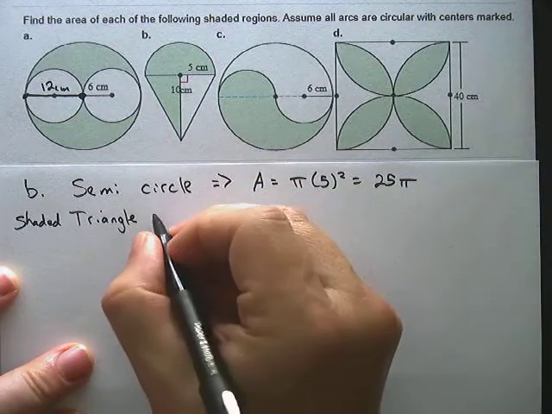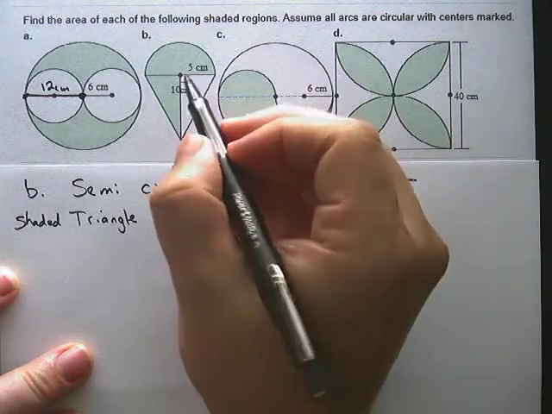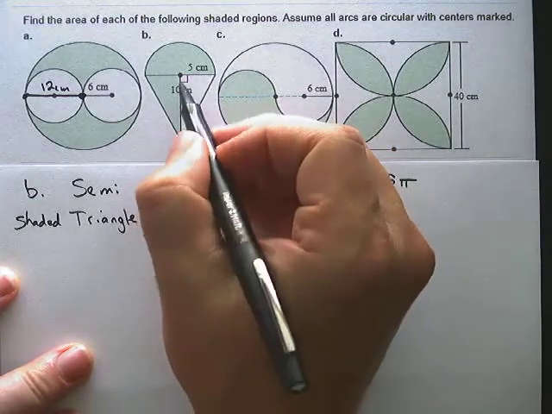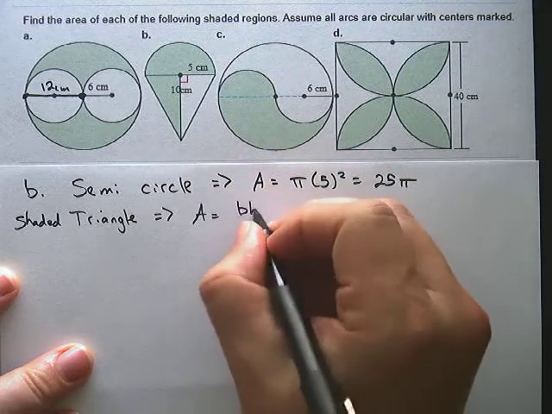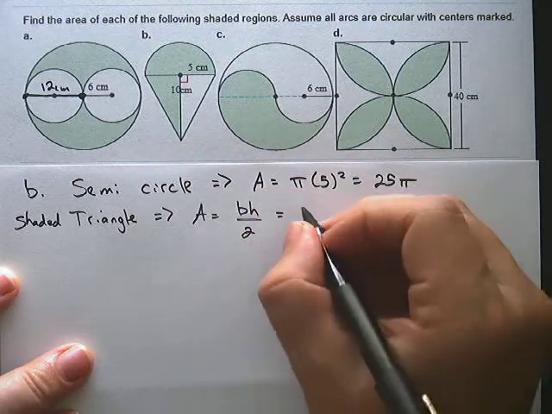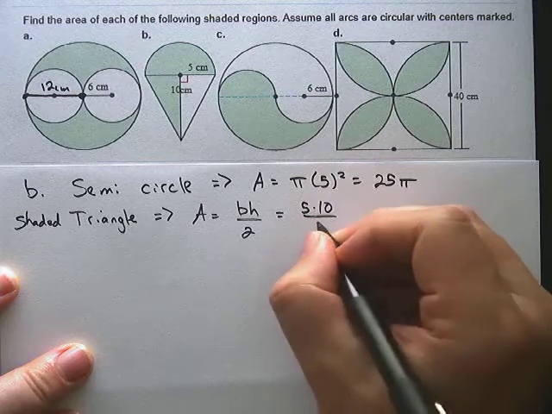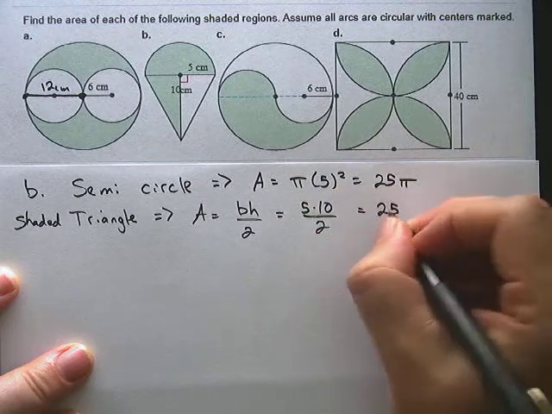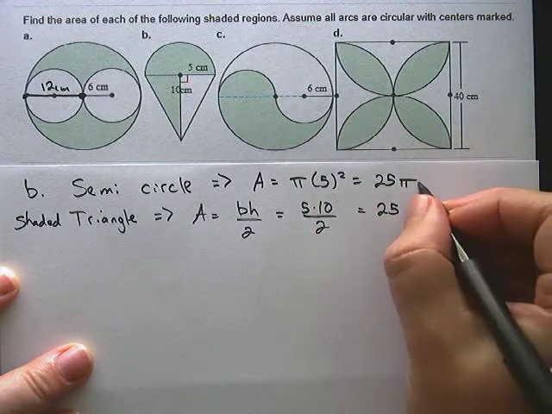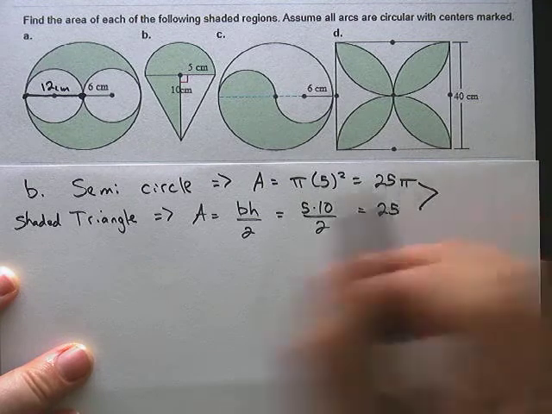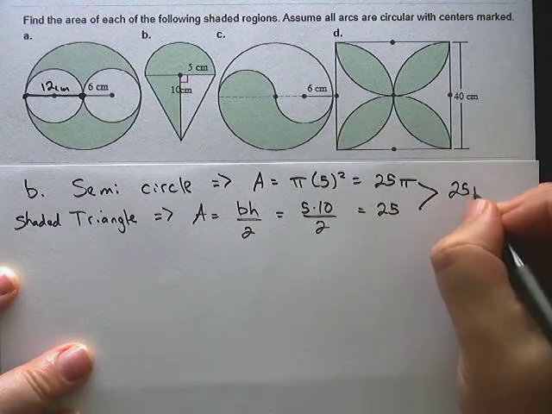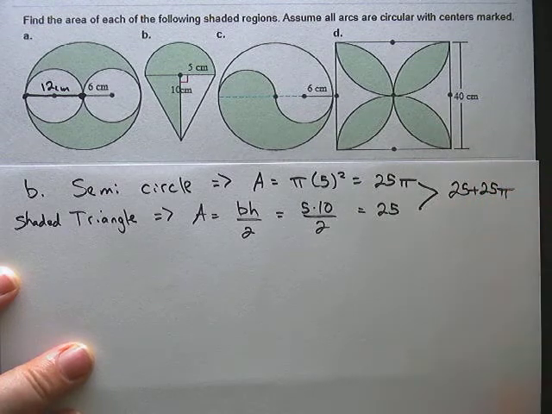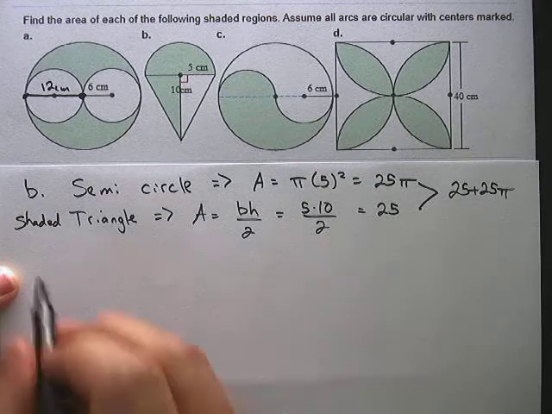Okay, so it's shaded and it is 5 for the base, 10 for the height, and area is equal to base times height over 2, so that is equal to 5 times 10 over 2, which is 25. You add those together, shaded semicircle, shaded triangle, and you get 25 plus 25 pi. All right, and let's go ahead and do C.